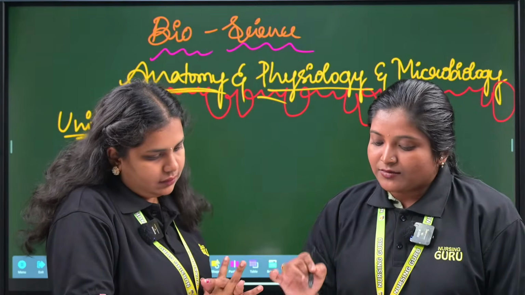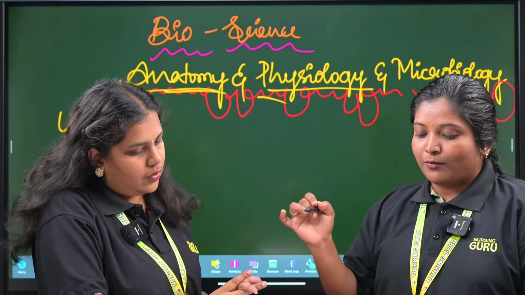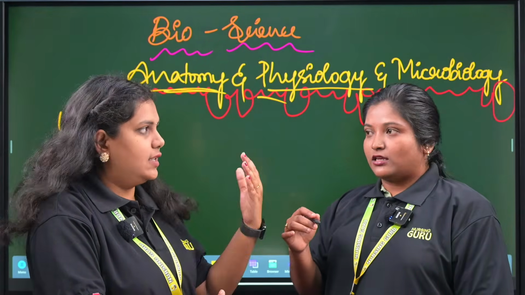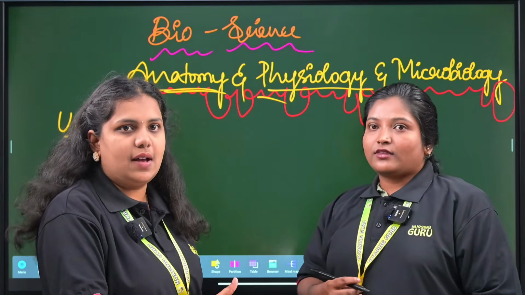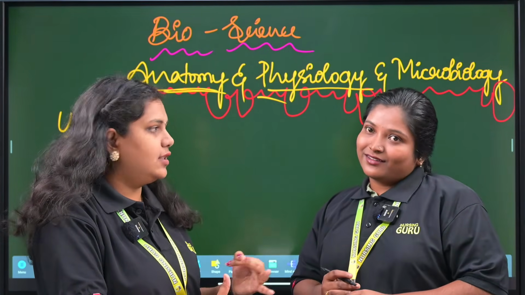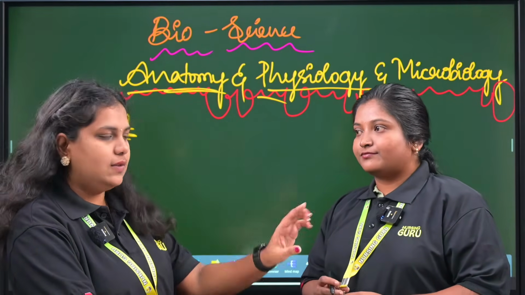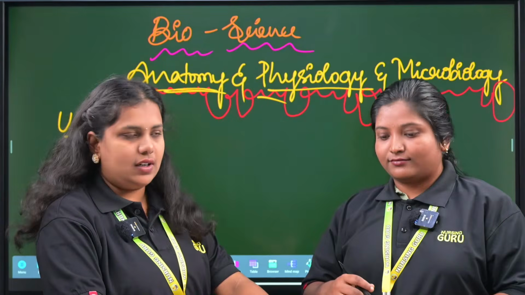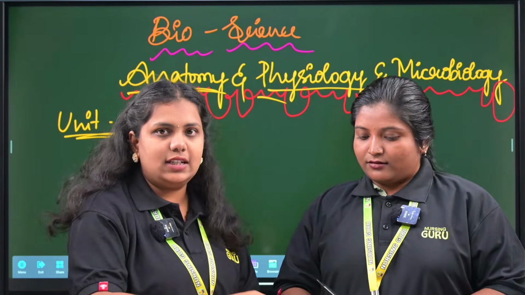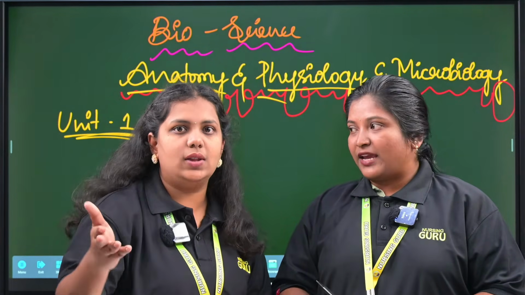Then systems and cavities of the human body. All the systems of our human body, for example the digestive system, respiratory system, and reproductive system. You will study a review of all the systems here, and each unit will be divided based on those systems.